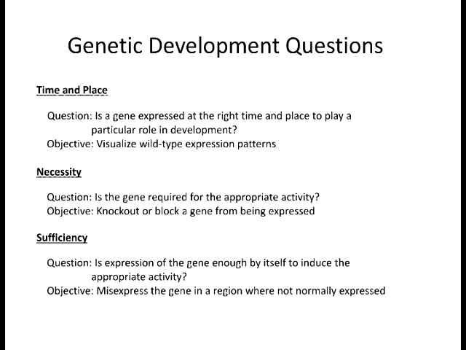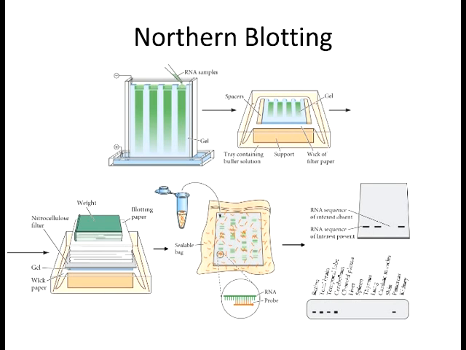naturally, so to speak. But okay, so northern blotting. It's just a way of determining where RNA is. And that's typically done through gel electrophoresis and a membrane, and there's a number of ways in which you can detect it.